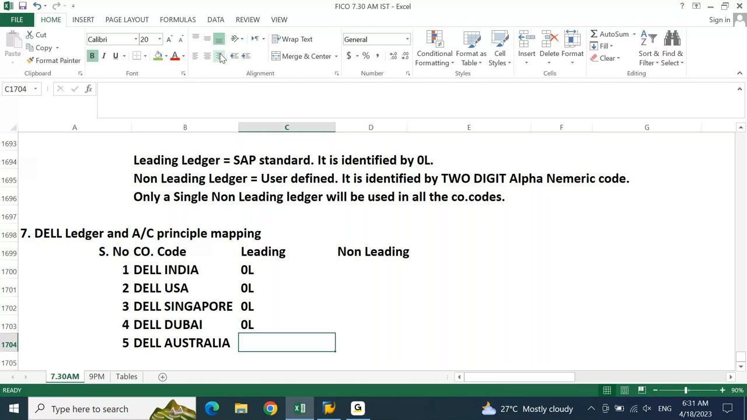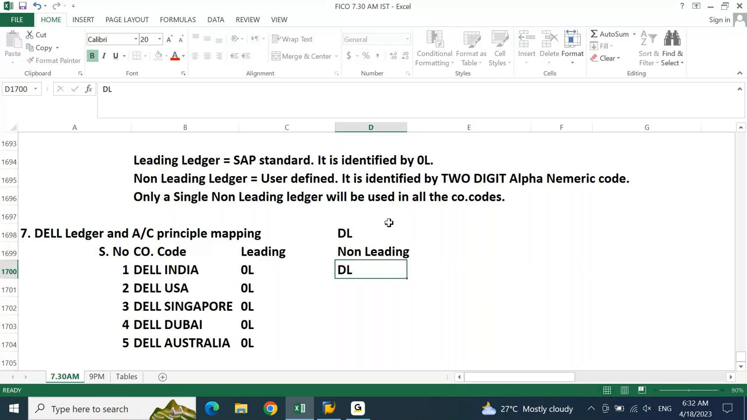Let's say for non-leading ledger, you are going to use a user-defined two-digit alphanumeric code, assuming that I will be creating a ledger called DL, Dell ledger. Okay, I'll be creating a non-leading ledger as DL, for example. Now, what will be the non-leading ledger for India? DL. For US? DL. For Singapore? DL. For Dubai? DL. For Australia? DL. It will be DL.